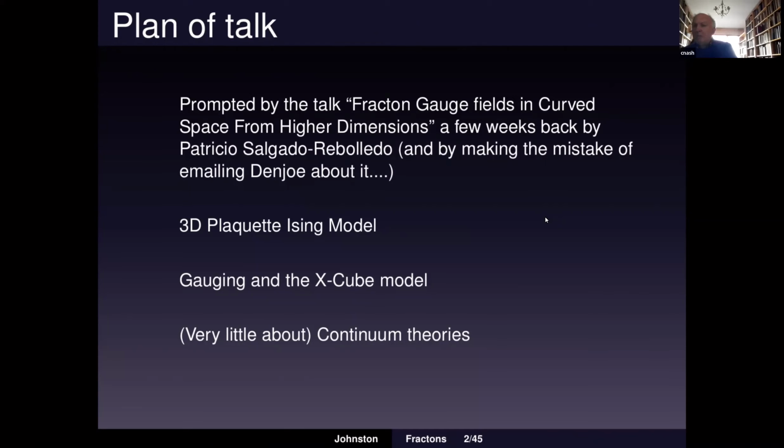I'm going to talk about some lattice models. I'm going to start out with classical spin models, and in particular, the 3D Plaquette Ising Model, which at first sight looks like it doesn't have very much to do with the topic of Patricio's seminar a few weeks back. But I'm going to relate that to the X-cubed model, which is a quantum spin model that he gave as an example of something that had these fractonic excitations, these quasi-particles with restricted mobility.